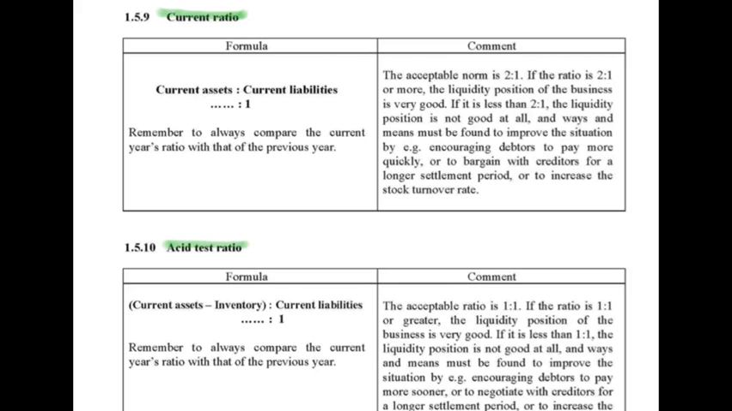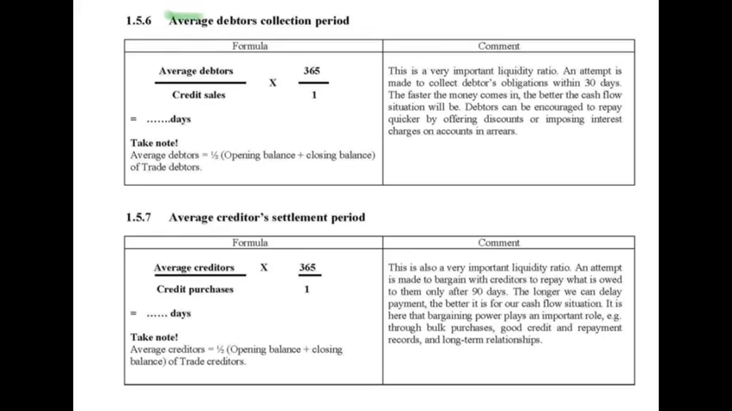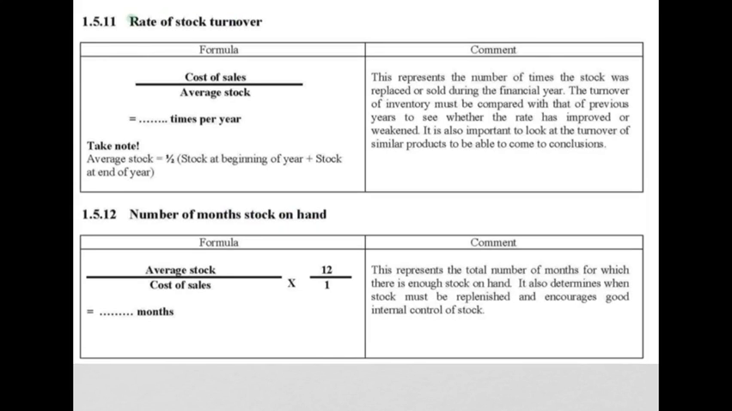Now, the current and asset test ratio cannot be done separately. They would always be done together. This is almost like my binoculars, where I use this as my center lens, and if I then find a problem in any one of these ratios, I will zoom in even further to my other four calculations of liquidity. Now, the other four calculations of liquidity are your average debtors collection, your average creditors payments period, your rate of stock turnover, and the months of stock on hand.